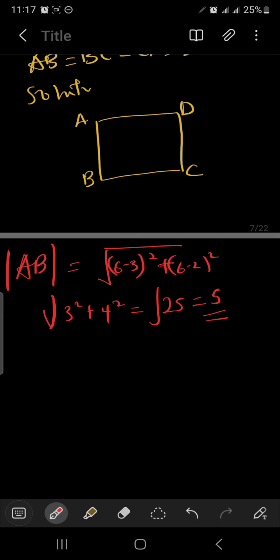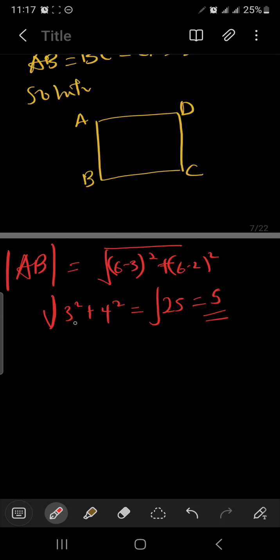So I will have my AB first. What's my AB? It is going to be the square root of 6 minus 3 all squared plus 6 minus 2 all squared. This one will now be the square root of 3 squared plus 4 squared, which is the square root of 25, which equals 5.